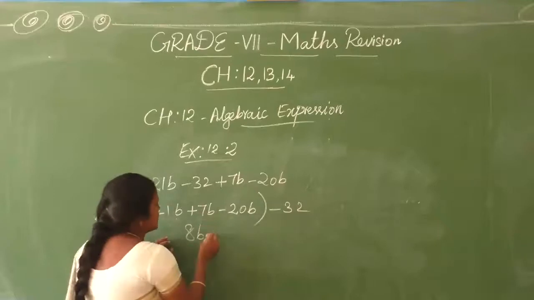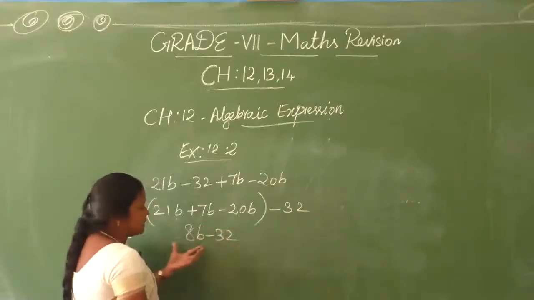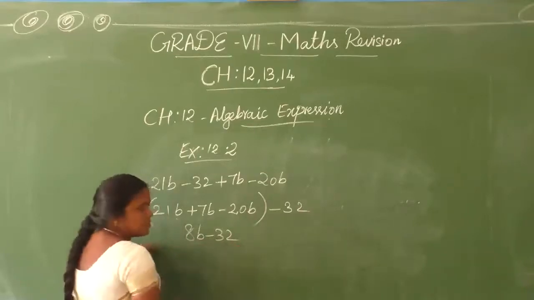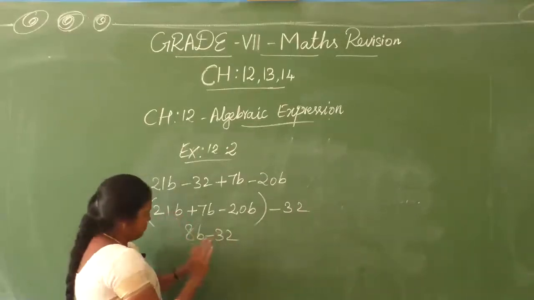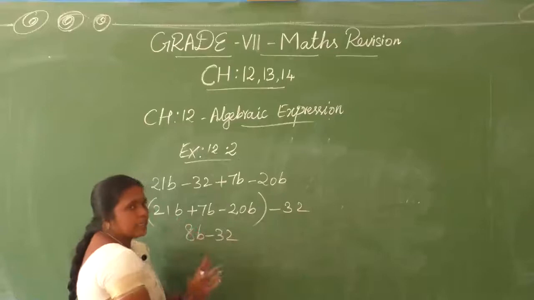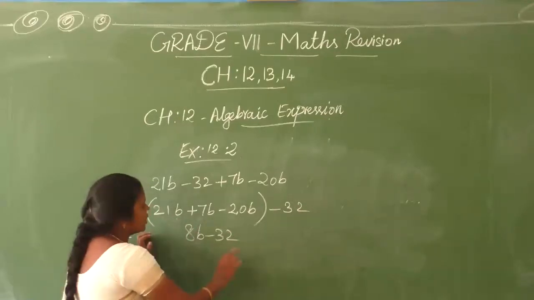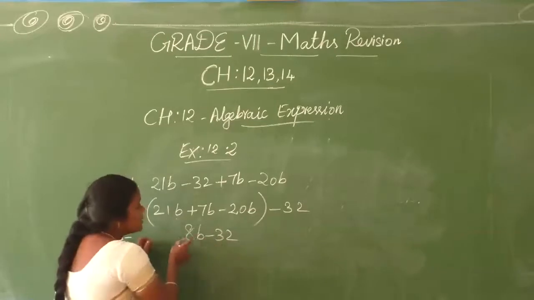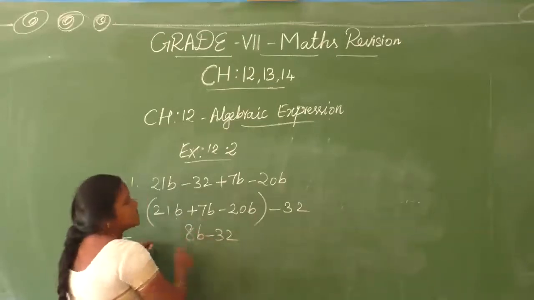So just as it is, keep it with you. You should not simplify this. Why? Because this is the variable part, this is the constant part. We can't simplify them together. We can just keep them together. Understood?